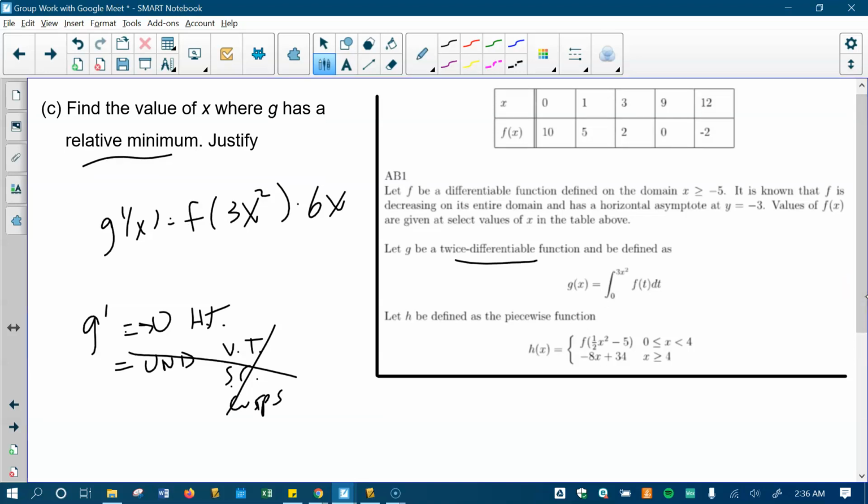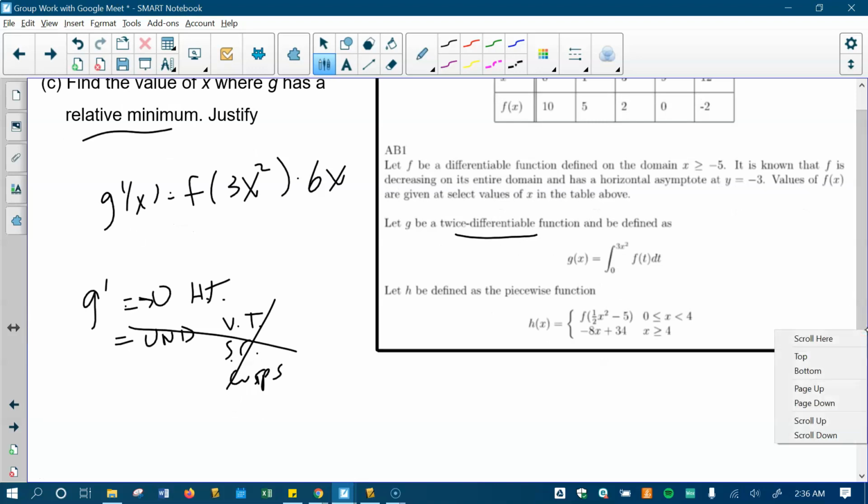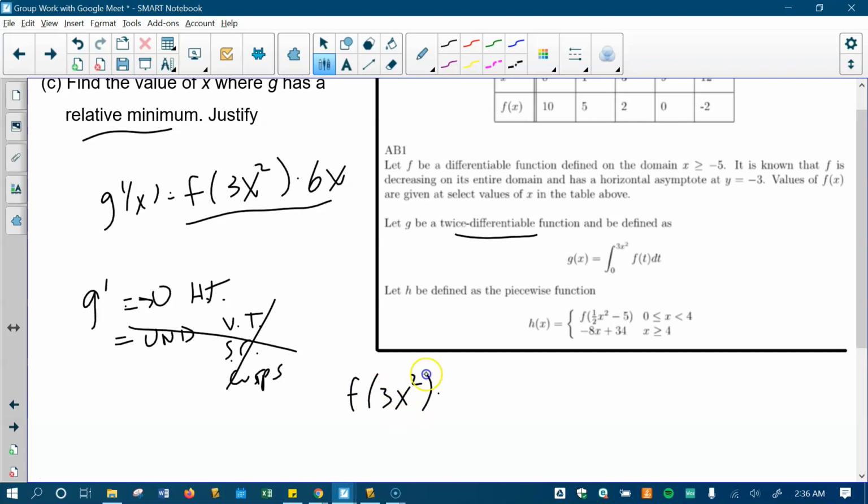So now let's go down to g prime equals 0. So this function has to equal 0. Okay, that can only mean a few things. That means that 6x equals 0, which implies that x equals 0. That also means that f of 3x squared equals 0.